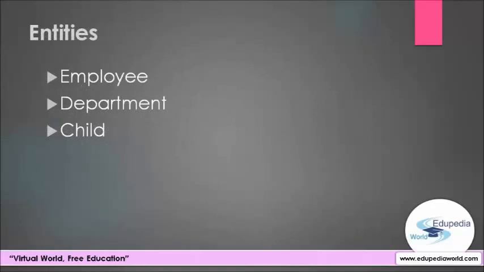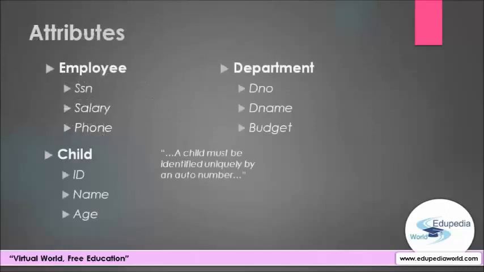So let's identify what are the initial entities. As I said earlier, the initial entities are the employee, the department, and the child. They are directly mentioned in the description. And now for the attributes. In the employee entity, we can identify the social security number, the salary, and the phone. And for the department, the attributes are the department number, the department name, and the budget. And for the child, we can identify an ID, a name, and the age.